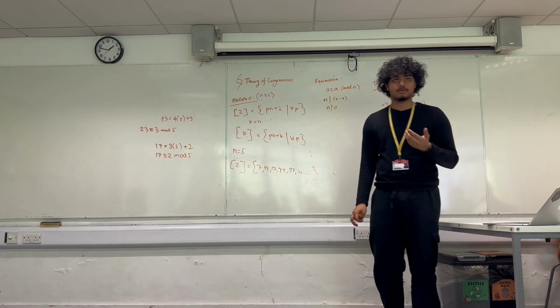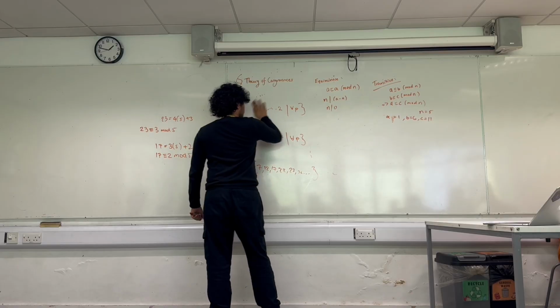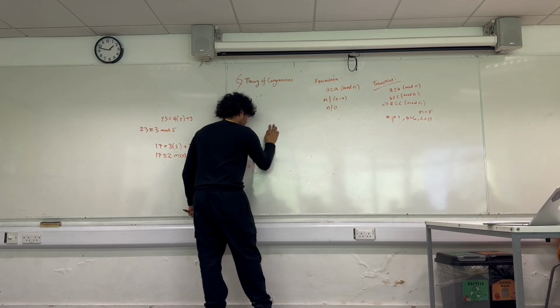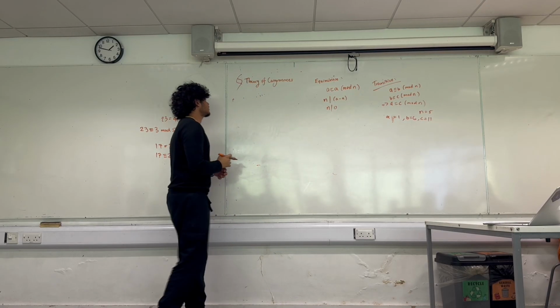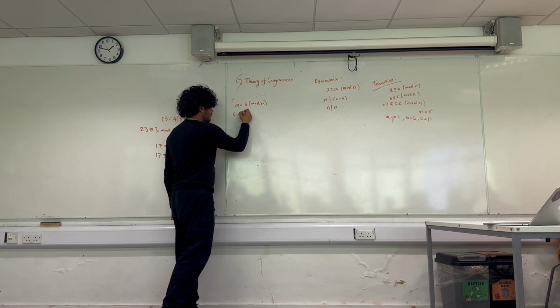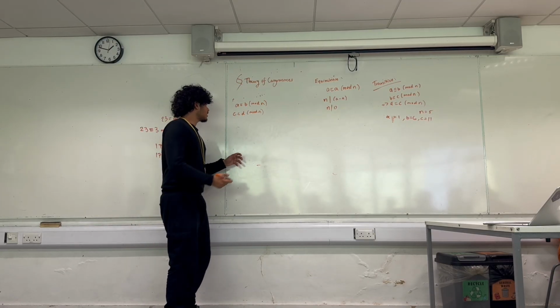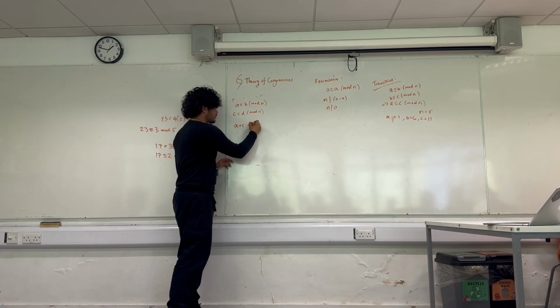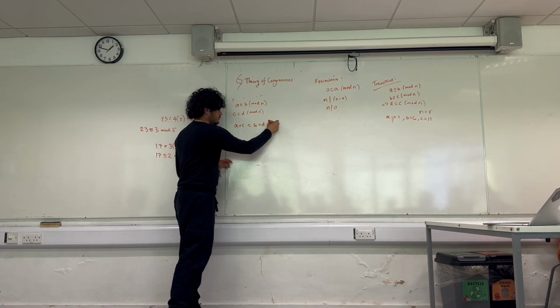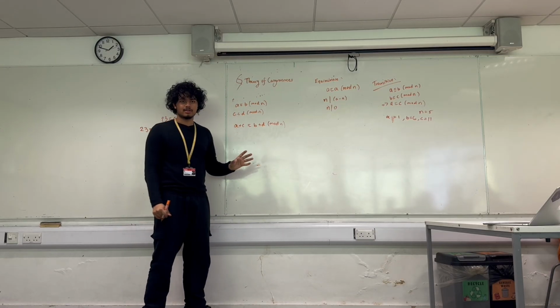Okay, now let's get into some arithmetic of congruences. Let's say A is congruent to B mod n, and C is congruent to D mod n. What I'm about to say might seem like a trivial result, but it's actually quite substantial: A plus C is congruent to B plus D modulus n. I just added these two things, but I'm perfectly allowed to do that.